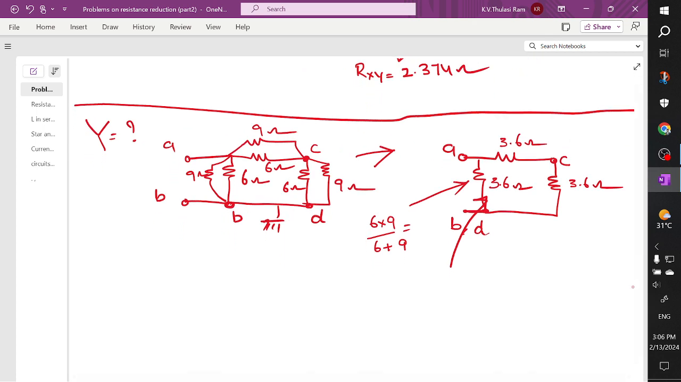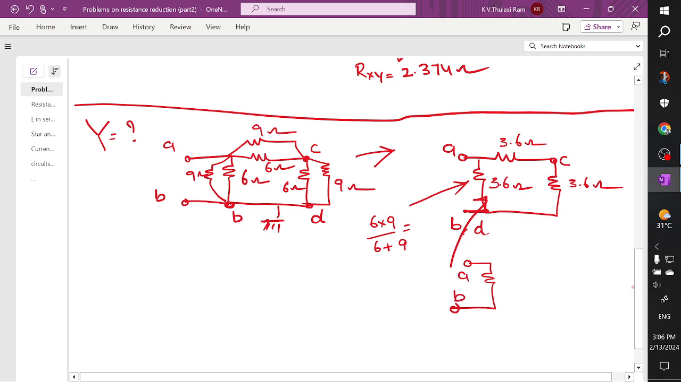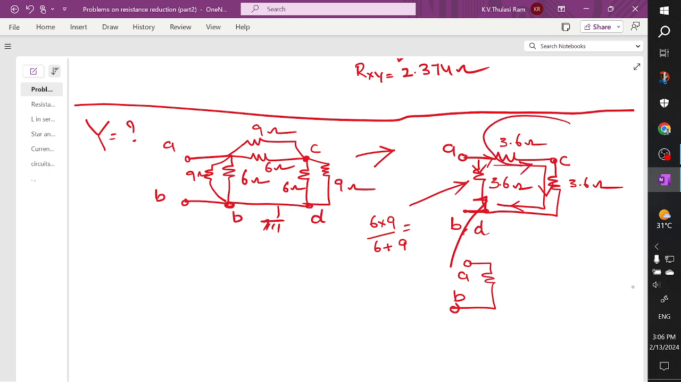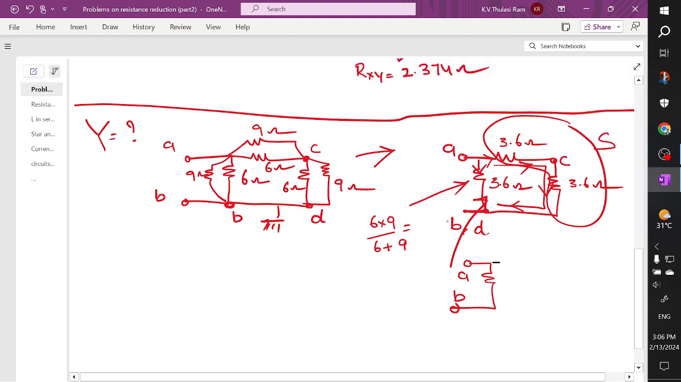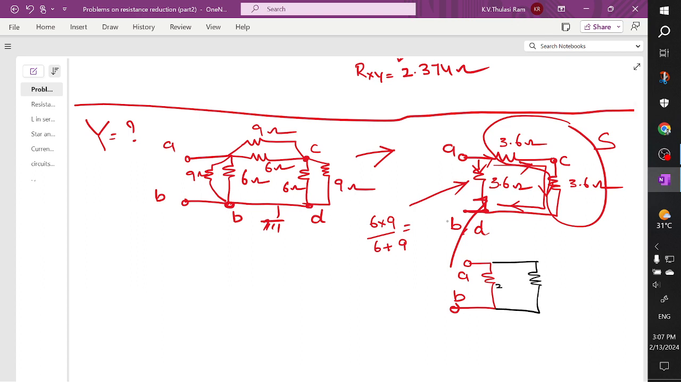Further simplifying it, we are going to get one resistor like this between A and B. You can see here the current is dividing between these two resistors, and the same current flows across 3.6 and 3.6. There is no division of current. I can say these two elements are connected in series. These two elements are connected in series. I am drawing an equivalent for this series connection, and I am writing this value as 3.6 ohms. So these two are connected in series.